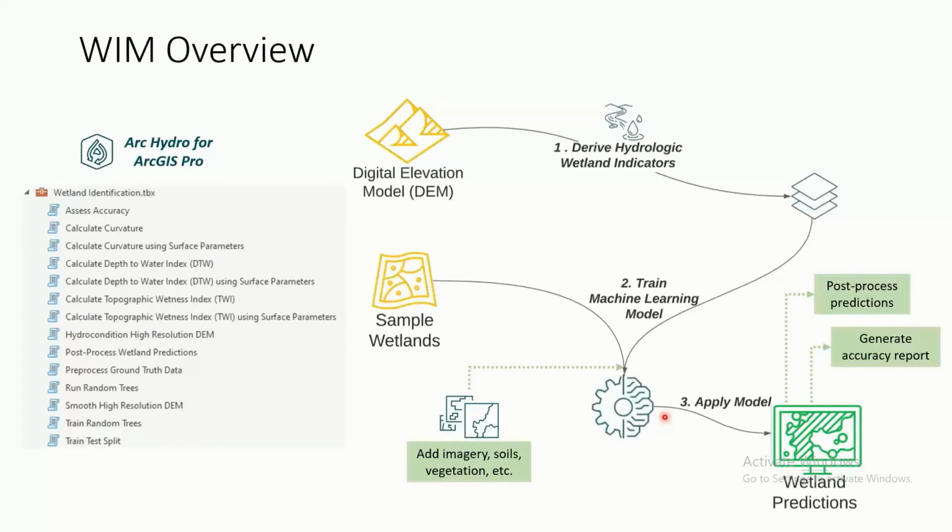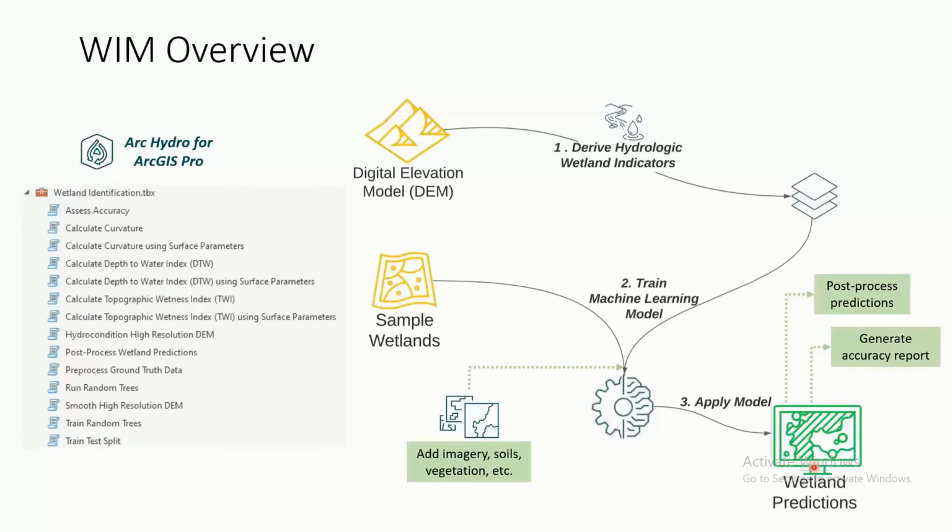And then in addition to just that baseline workflow, the configurability of WHIM comes in with, number one, this being automated and something that you can run many iterations of and kind of hone your model. You have the option to include, along with these hydrologic wetland indicators, some imagery, soils, vegetation. Really, if it is a raster and it has the same resolution as your hydrologic wetland indicators, you can add it in to help improve your model.